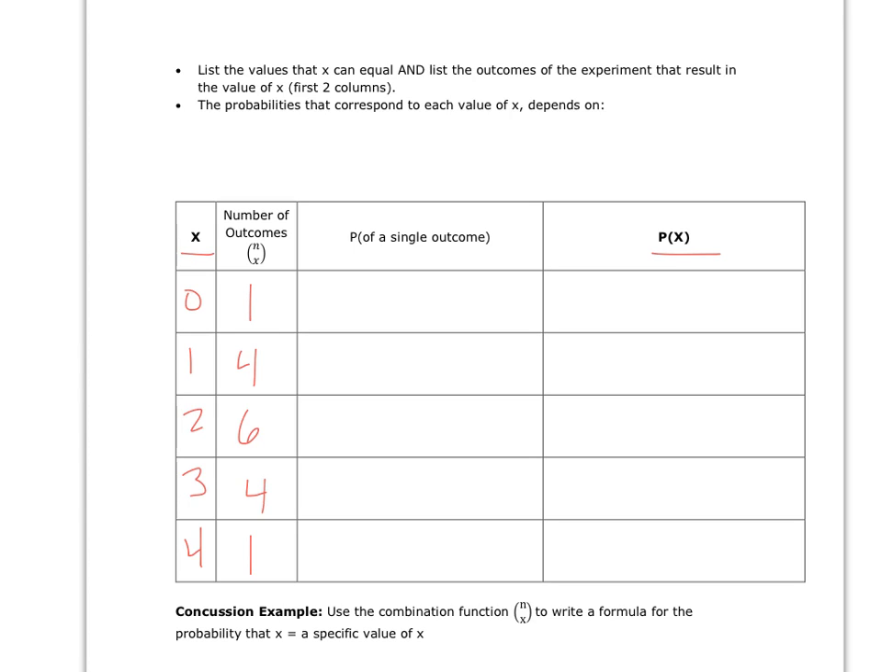Okay, so now let's look at this next column. We've identified how many outcomes result in that value of x. Now let's look at the probability of one of those outcomes happening for each value of x. So how does x equal 0? Well, that would be if none of those athletes have had a concussion.